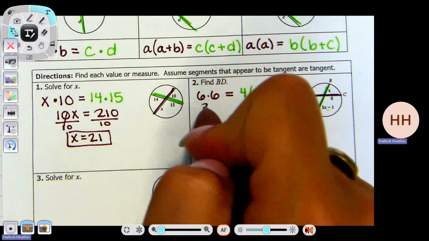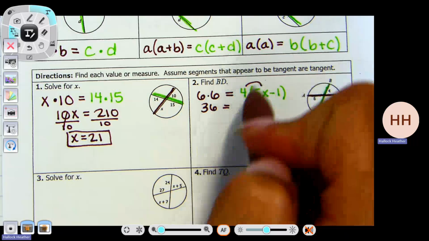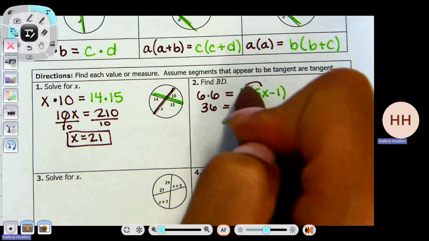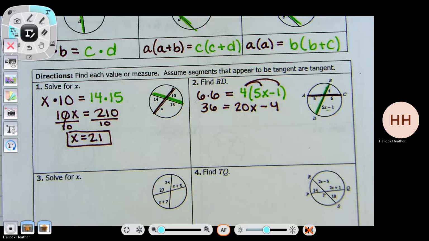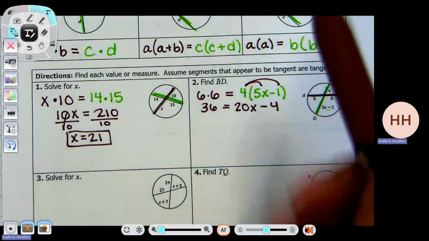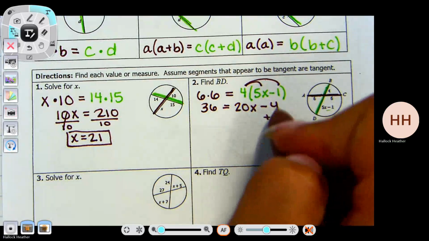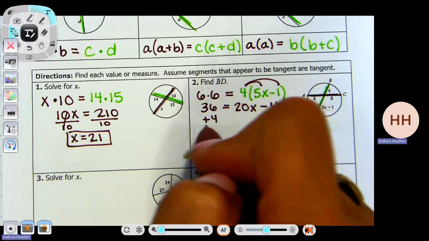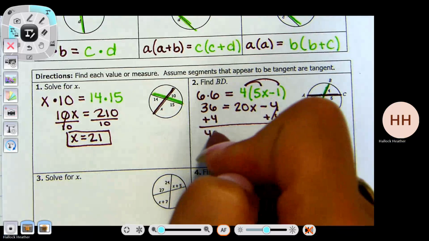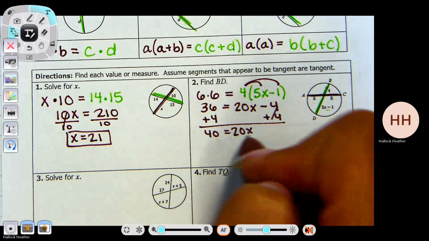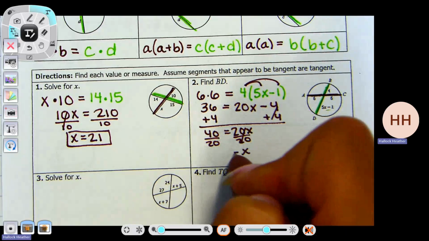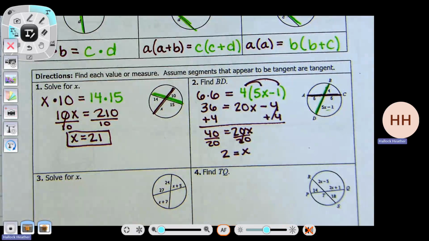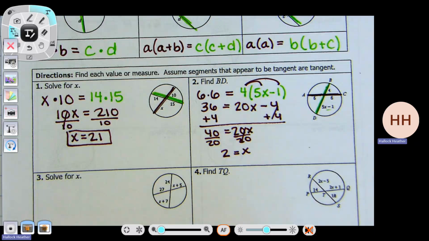So 6 times 6 is 36. 4 times 5x is 20x. 4 times 1 is 4. And now we solve like normal. Easy peasy, lemon squeezy. So what's x? 2. So this one doesn't want just x. This one wants you to plug it back in.